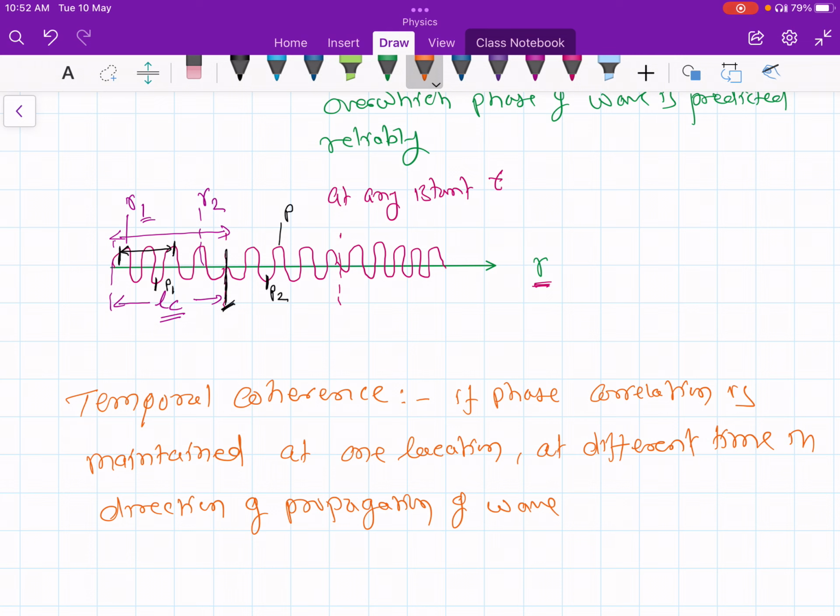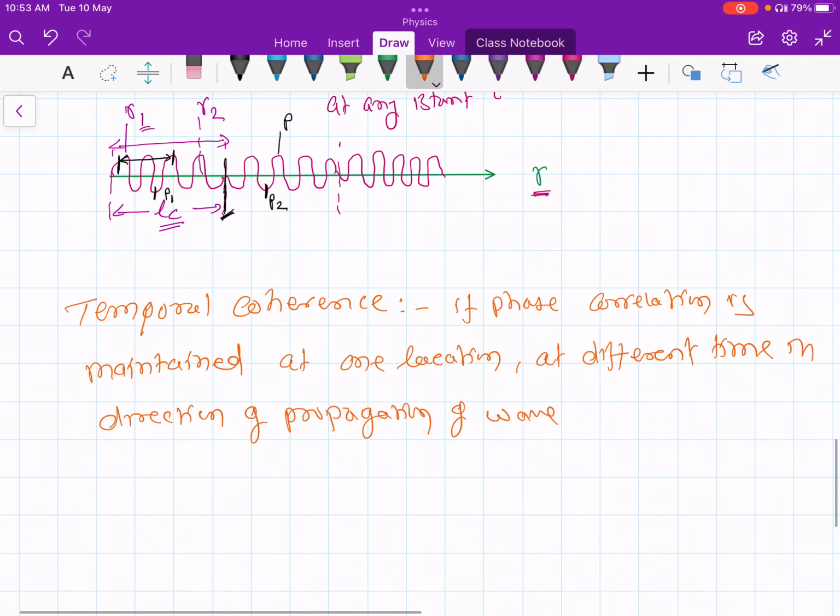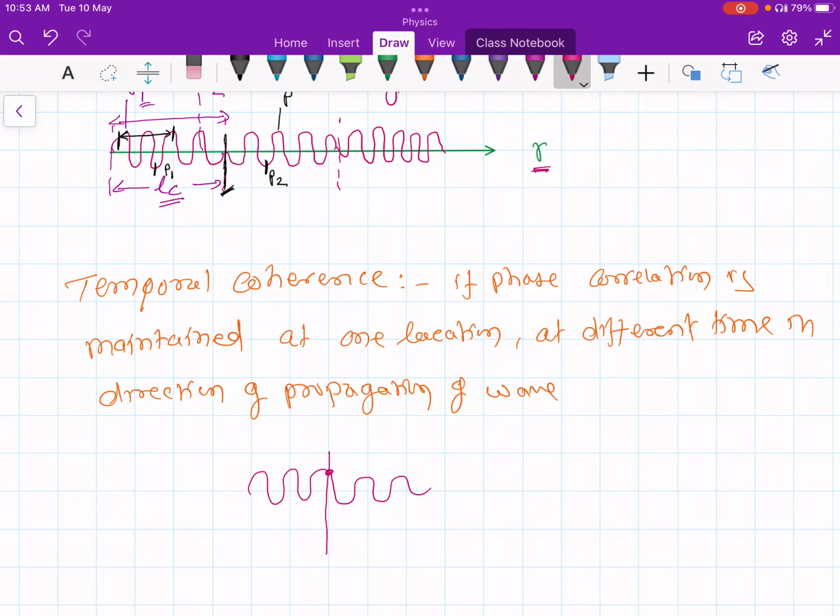So temporal coherence is if phase correlation is maintained at one location and at a different time in the direction of propagation of a wave, then we can say that there is temporal coherence. For example, if this is my location and this wave is propagating through it, as the wave propagates through this location, the phase changes. The phase will keep on changing as the wave propagates through this point. And according to temporal coherence, at this location, if the phase correlation is maintained at a different time, then there is temporal coherence.